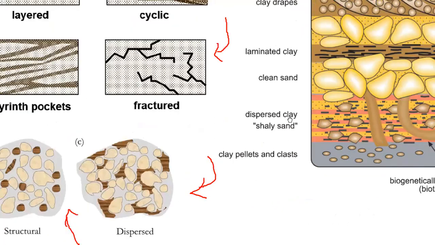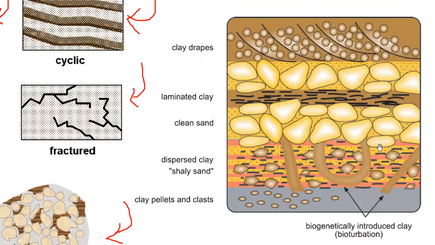Another representation. This is quite good. We call the first layer clay drapes. And this one is, of course, the reservoir, the sandstone reservoir. And here, laminated clay, just like a thin paper like that, horizontal, laminated. Lamina means layers, lapisan-lapisan. And then this one is, of course, clean sand. And the next layer is dispersed clay or shelly sand.